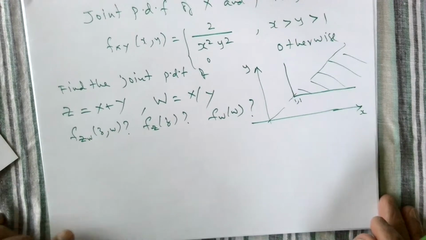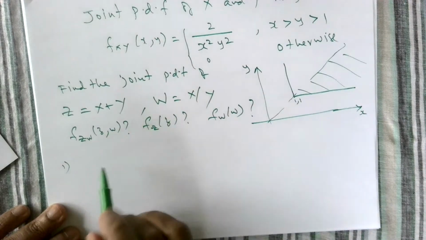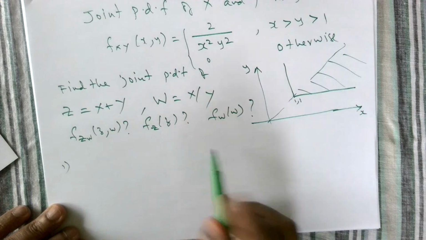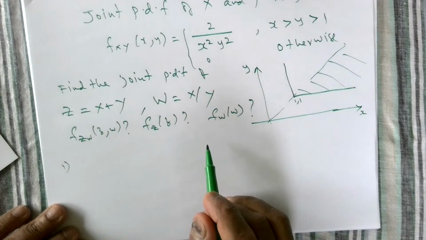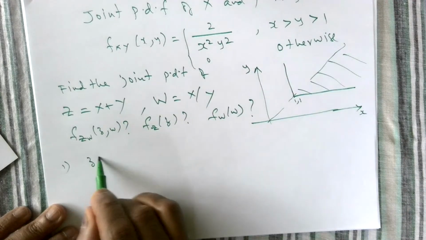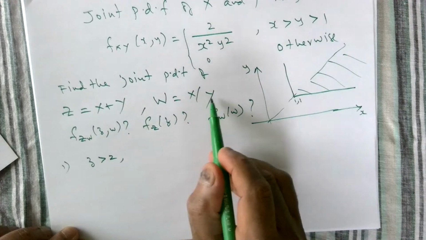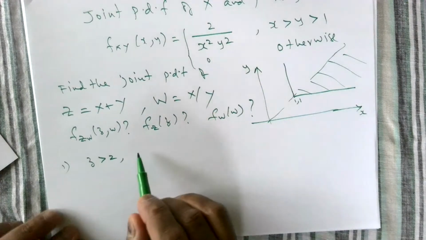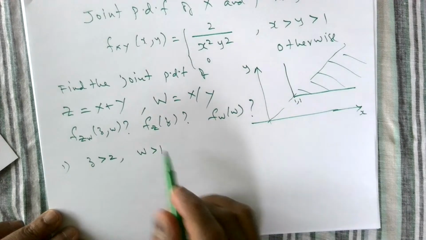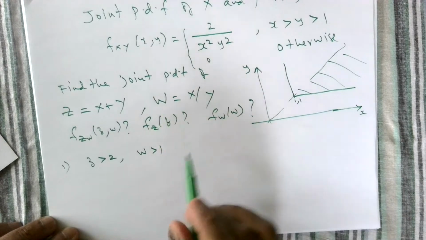So first, let's solve for x and y back. So the first step is to use these two equations. Notice a few observations even before that. X is greater than 1, y is greater than 1, so z is clearly greater than 2 in terms of the range. And x is greater than y, both are greater than 1, so w is greater than 1. So that's to start with. Maybe there are other conditions.